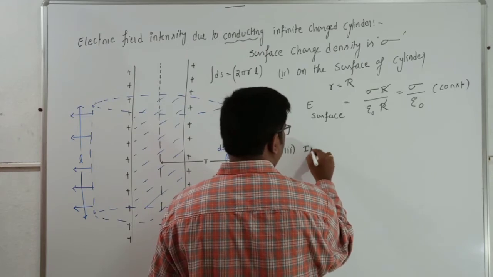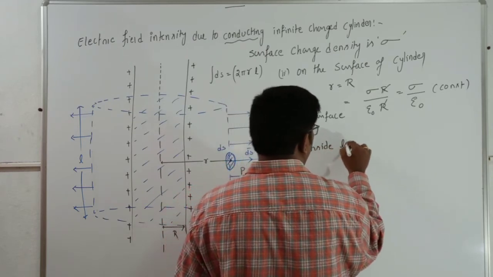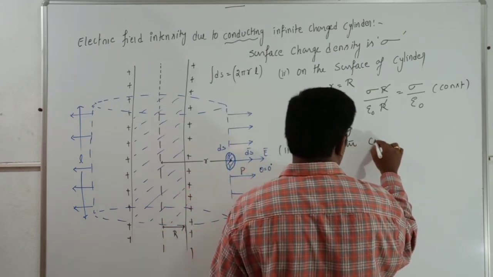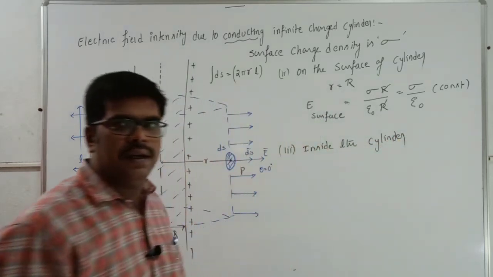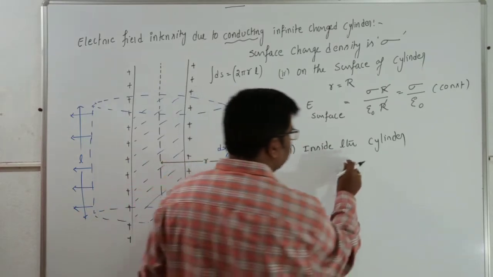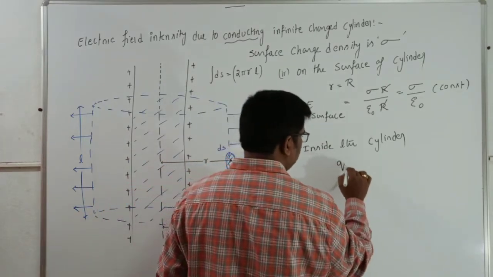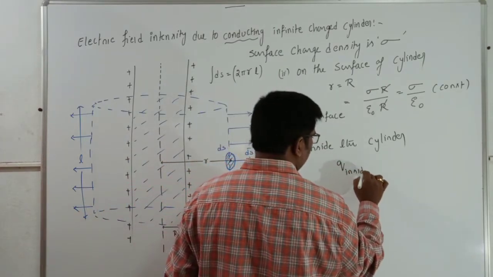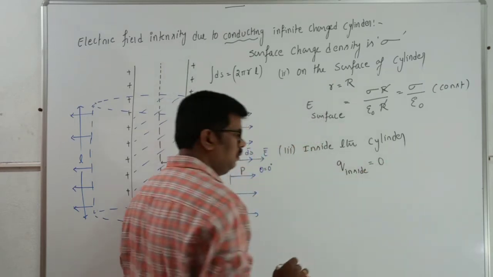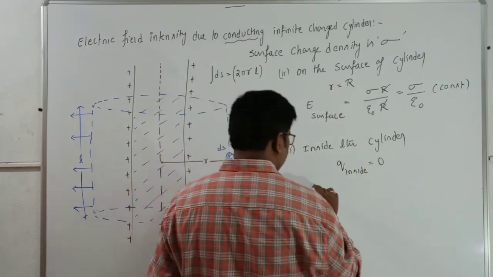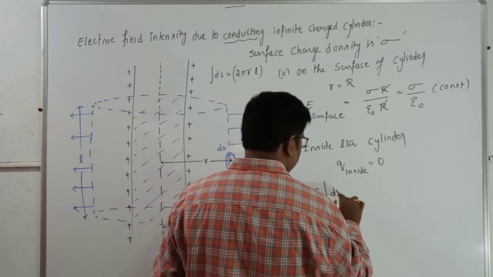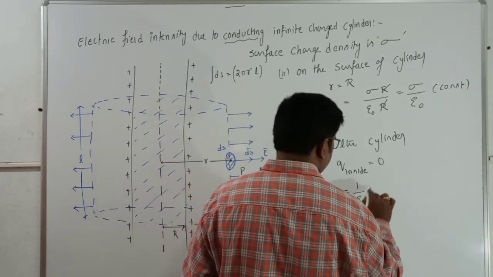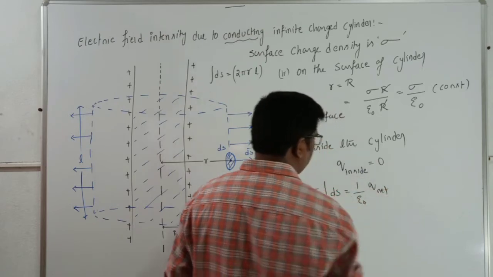So inside the cylinder, if you observe, the charge inside is 0. Charge inside is 0 in the sense, according to Gauss law, the integral of E dot ds is equal to 1 by epsilon naught times the net charge enclosed.